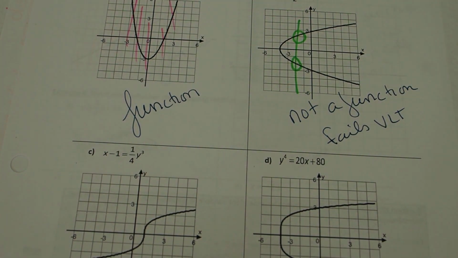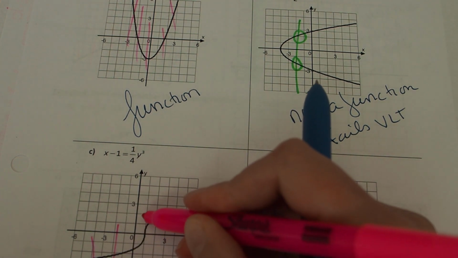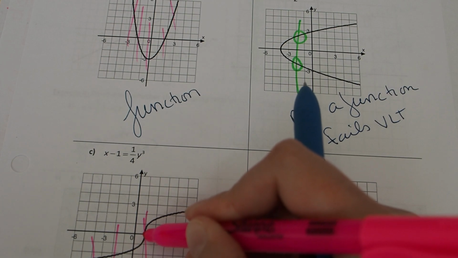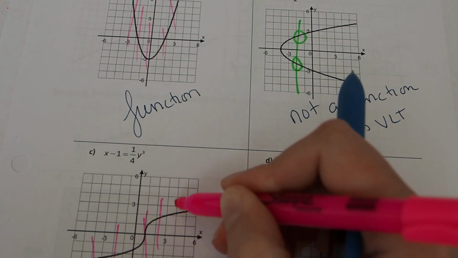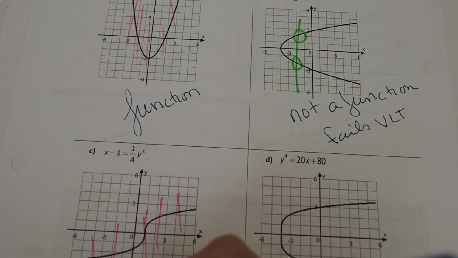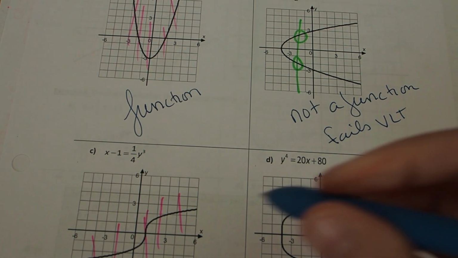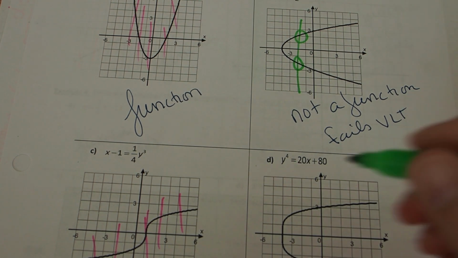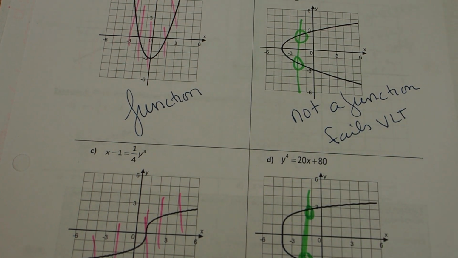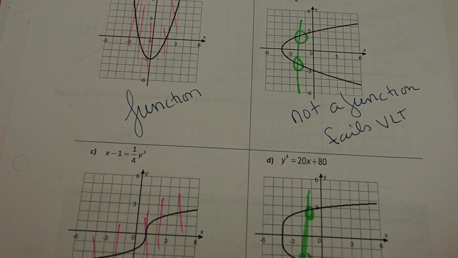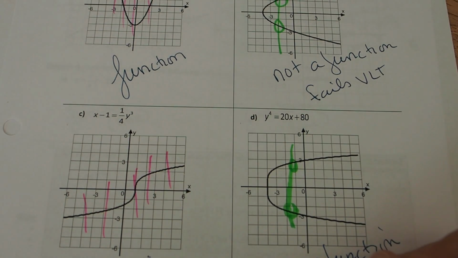Okay, part C, let's see. This one actually passes. It's a little fishy right here. It's hard to see, but those points are slightly less than 1. These ones are slightly greater than 1. So this does pass the vertical line test. This one is a function. And this one is definitely going to fail. You can see over here that this one is not a function. So it fails the vertical line test.